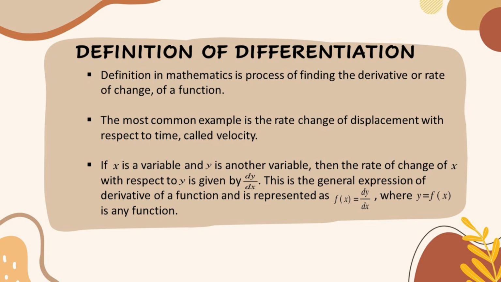Definition of differentiation. Differentiation in mathematics is the process of finding the derivative or rate of change of a function. The most common example is the rate of change of displacement with respect to time, called velocity. If x is a variable and y is another variable, then the rate of change of y with respect to x is given by dy over dx. This is the general expression of the derivative of a function and is represented as f'(x) equal to dy over dx, where y equal to f(x) is any function.